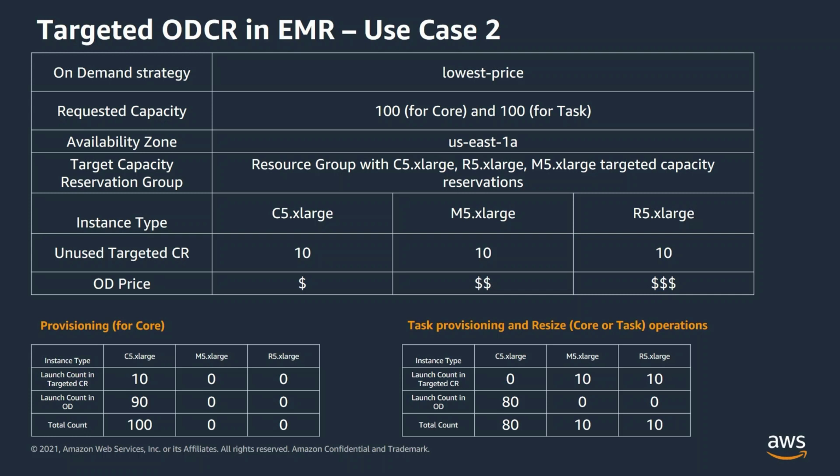So overall in this use case, the cluster will get provisioned with 100 instances for core fleets using 10 from targeted ODCR and 90 from on-demand for C5 extra large instances, which is depicted on the left side, and 100 instances for task fleets, which has 80 from on-demand for C5 extra large, 10 from targeted ODCR for M5 extra large, and 10 from targeted ODCR for R5 extra large. And at the end of the provisioning workflow, you'll have 0 unused targeted ODCR instances within your account.